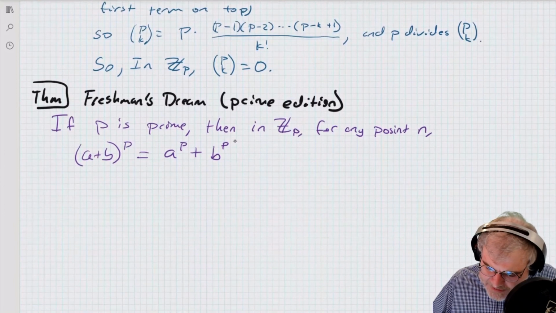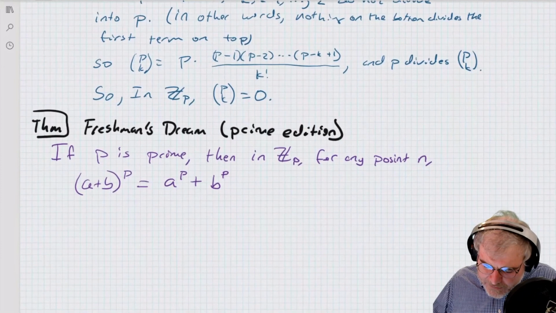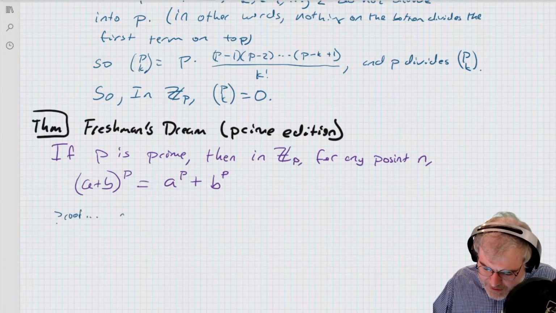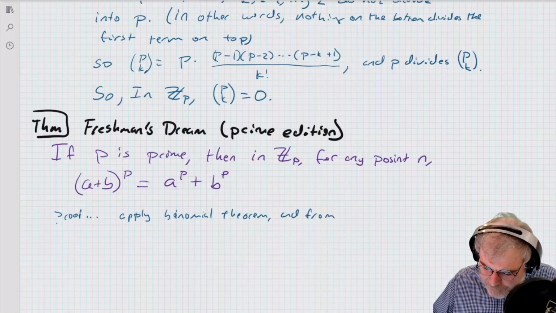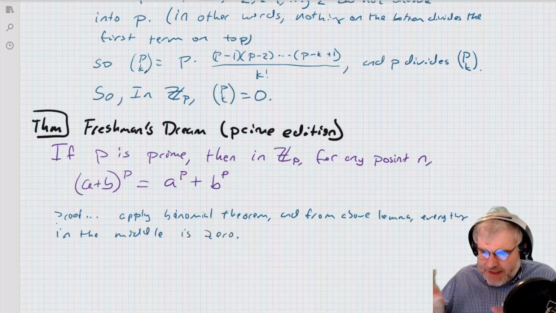If p is prime, then in Z_P for any positive a and b, (a plus b) to the p equals a to the p plus b to the p. I'm going to leave that one for you. It's really just applying the binomial theorem. I'll just do it. Proof. Apply the binomial theorem. And from the lemma above, everything in the middle is 0. The only thing that's left are the two ends.